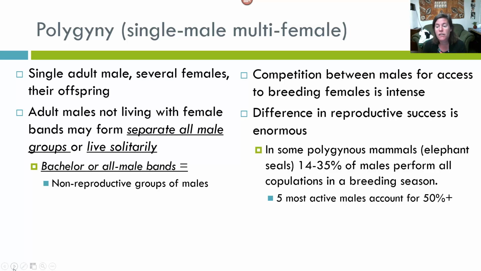In some polygynous mammals, such as elephant seals, 14 to 35% of males perform all the copulations in a breeding season. What this means is that 86 to 70% of all males don't get to copulate every year. And they found that 5 of the males account for more than 50% of all copulations in these elephant seals. So there's real disparity in sexual access and in resulting reproductive success.